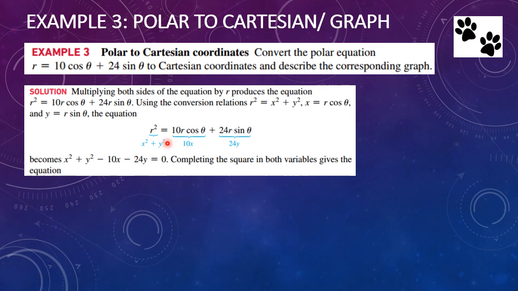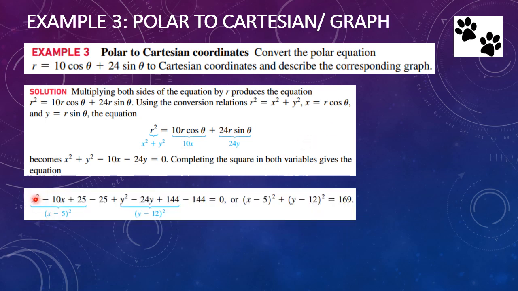Using the conversion relations that r squared equals x squared plus y squared, x equals r cosine theta, which you can see here, and y equals r sine theta, which we can see here, notice that we can convert r squared into x squared plus y squared. We can convert this first term on the right to 10x, and the second term to 24y. So we've effectively eliminated the polar variables and replaced them with x and y variables, which are Cartesian variables. If we rewrite this, so we have x squared minus 10x plus y squared minus 24y, and then we complete the squares for both x and y, notice what we get is x squared minus 10x plus 25, which is x minus 5 squared.